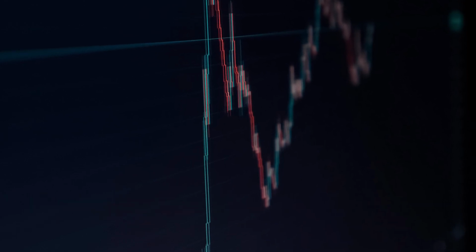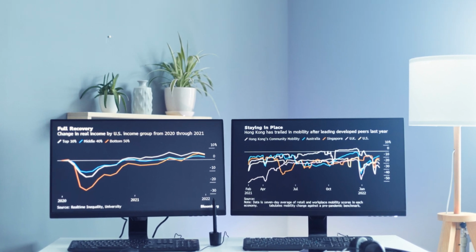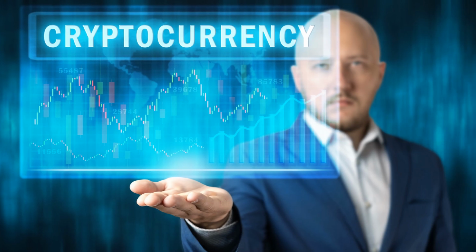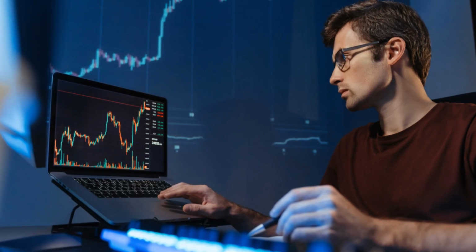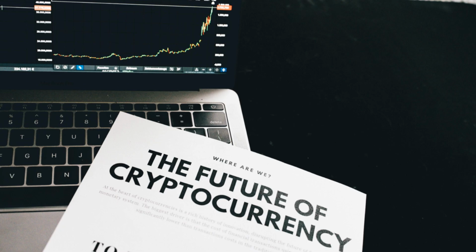Now let's talk about trends. An uptrend has higher highs and higher lows. A downtrend has lower highs and lower lows. A sideways trend moves in a straight range. By combining trends with indicators, you can make smarter decisions about when to buy or sell.